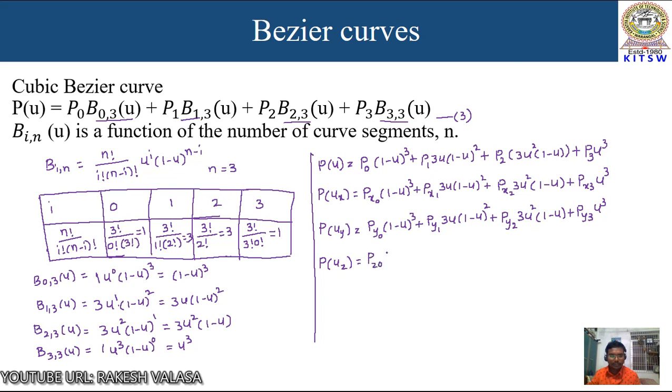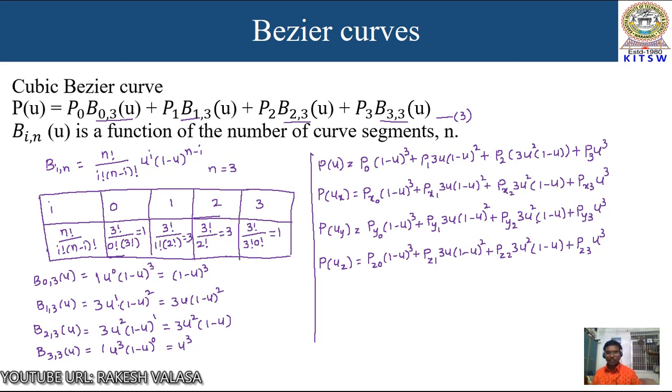In the z direction, P of u z equal to Pz0 into 1 minus u whole cube plus Pz1 into 3u into 1 minus u whole square plus Pz2 into 3u square into 1 minus u plus Pz3 into u cube. These are the formulas in the scalar components, x direction, y direction and z direction.